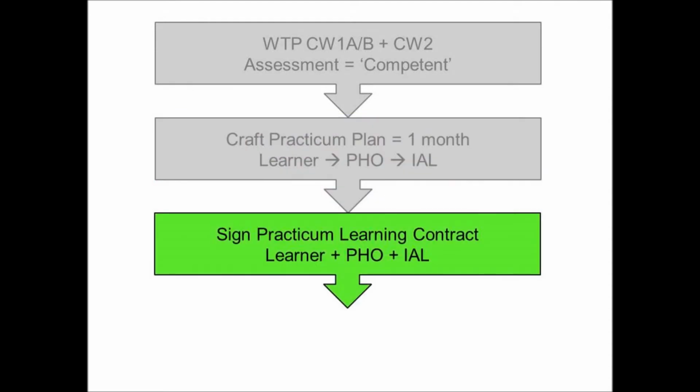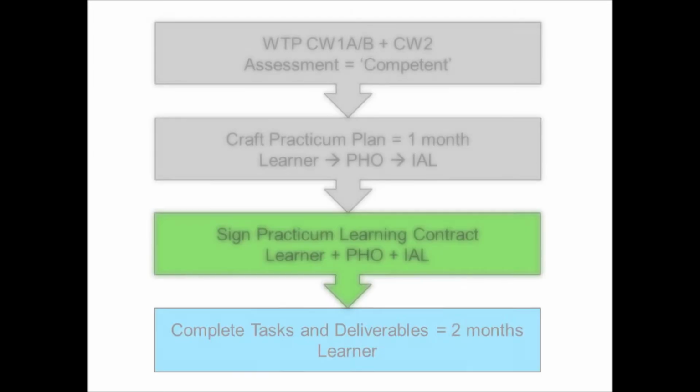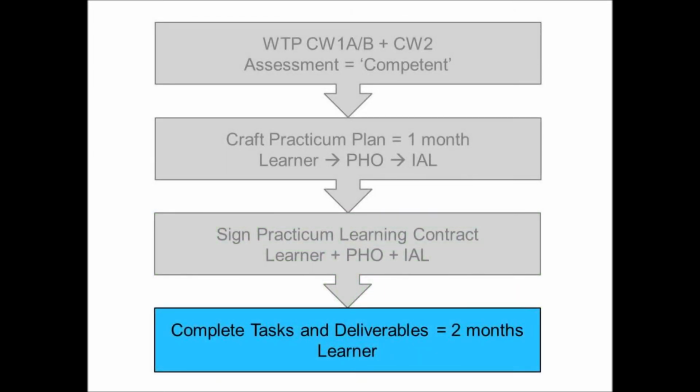Besides the practicum plan, another important document for the WTP practicum is the practicum learning contract. The contract must be signed and agreed by all three parties before the commencement of the practicum. Upon approval of the practicum plan by IAL, the learner has 2 months to complete all the deliverables stated in the plan.